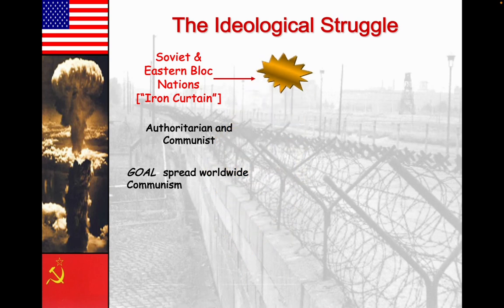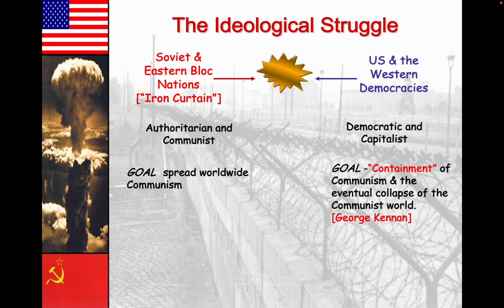The United States side, on the other hand, well, they're democratic and they're capitalist. Their democracy focused on protecting people's rights, giving the individual the certain freedoms that were guaranteed by the Enlightenment, and an economy that promotes free trade and promotes the entrepreneur. Now, their goal was not to abolish communism, but to contain communism where it was.